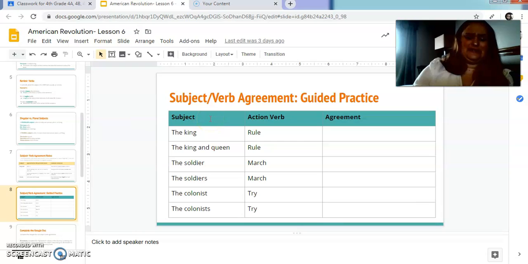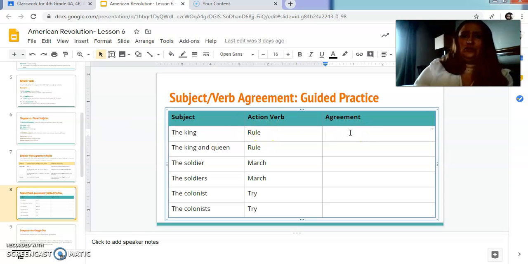You're also going to have something like this on your worksheet today to do on Google Docs. So the subject, the king, action, verb, rule. So if I was going to say the king, rule, the kingdom, that doesn't sound right, right? So the king rules. Remember the rules to add S. The king rules the kingdom.